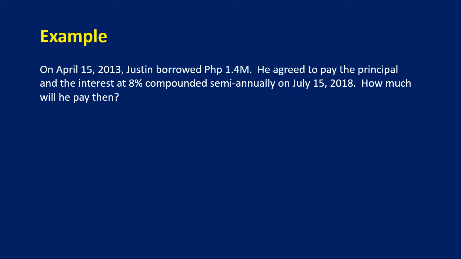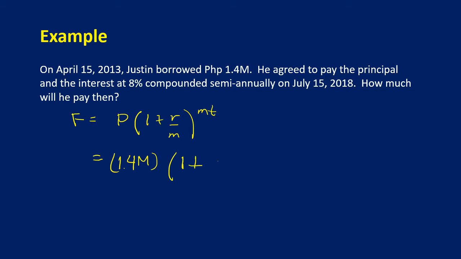Next example. On April 15, 2013, Justin borrowed 1.4 million. He agreed to pay the principal and interest at 8% compounded semi-annually. How much will he pay then? So therefore, we're looking for the future value, right? And the formula is this. Let's plug in: our principal amount is the amount of the loan, 1.4 million, times 1 plus your rate, 8%, but compounded semi-annually.